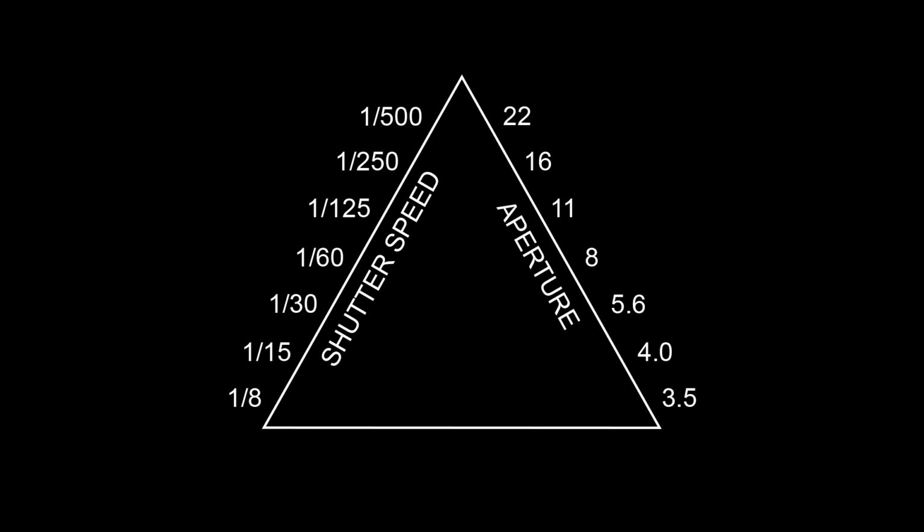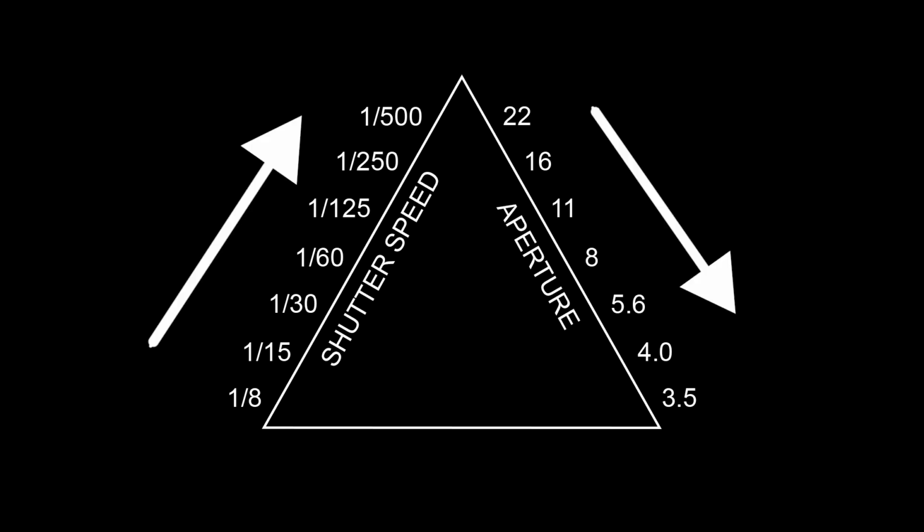To understand how shutter speed and aperture work together, think of these two like a seesaw. When one goes up, the other naturally goes down. They want to balance each other out.